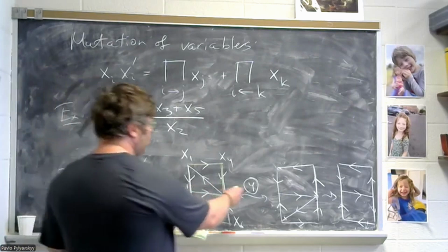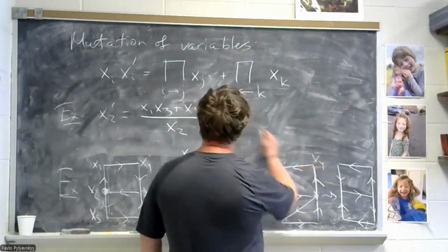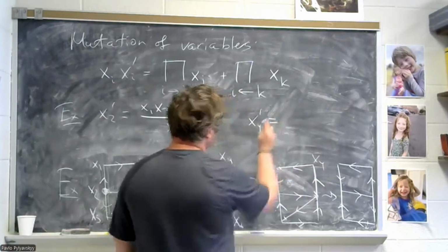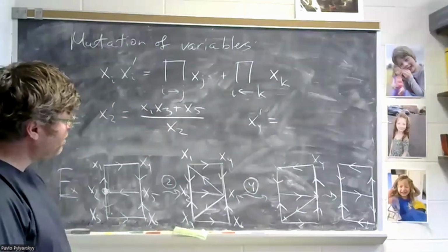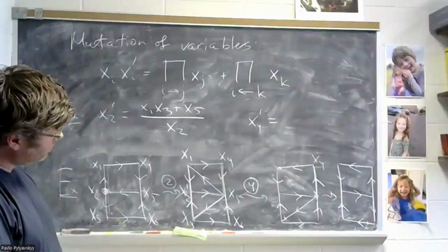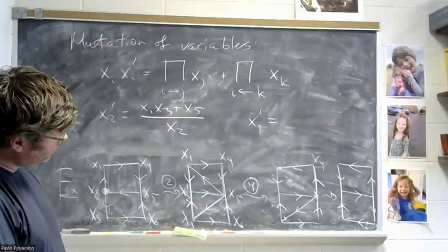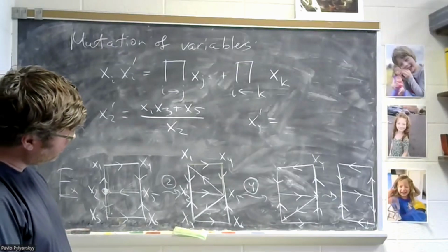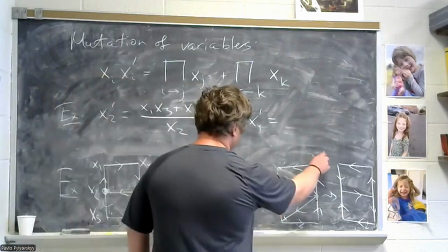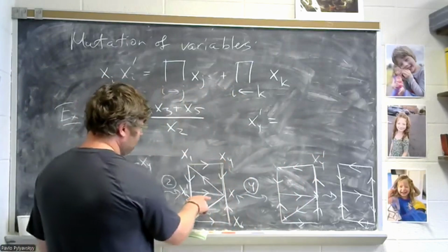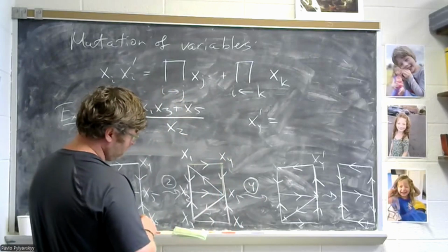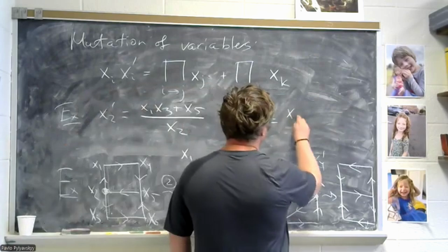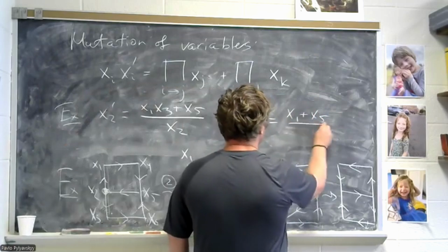Any quick questions about this? Right. So for example, when we mutated x4, what was x4 prime over here? Let's do a small exercise. What was x4 prime? When we go from this, it's x1 plus x5 divided by x4. Yeah, x1 plus x5 divided by x4.